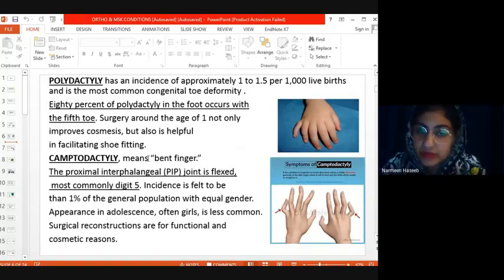So all these three conditions, syndactyly, polydactyly, and camptodactyly, have the facility of surgery with them.